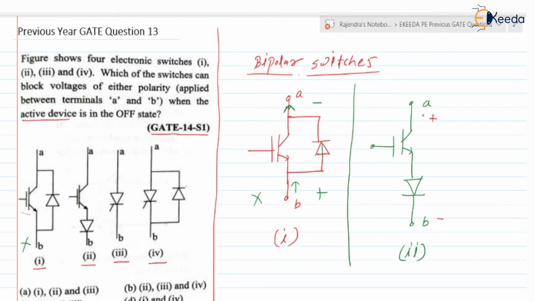If the IGBT is in the off state, definitely the IGBT will not allow current from A to B. So this switch will be blocking the forward voltage.